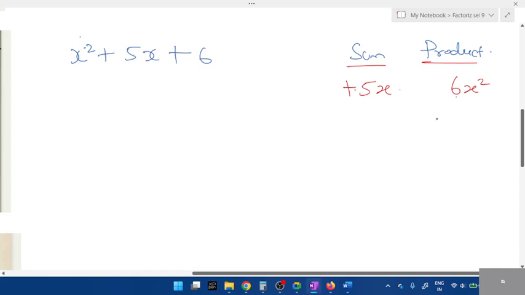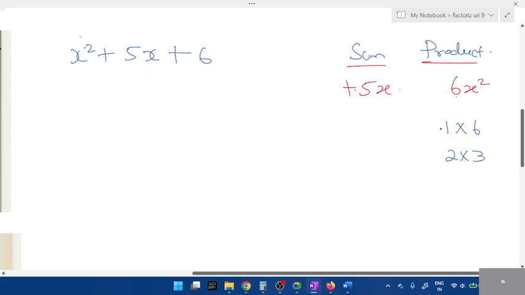In the first recording, I told you how to find factors of 6. What are the different ways you get 6? 1 into 6 and 2 into 3 or 3 into 2. So just these two are enough. 2 into 3 or 3 into 2, it's the same. So 1 into 6, 2 into 3. Now take 2 into 3 and 1 into 6. Think which combination will give you 5 when you add or subtract.